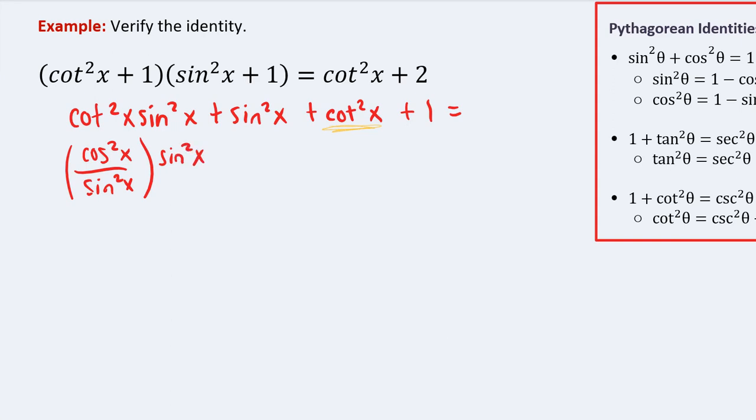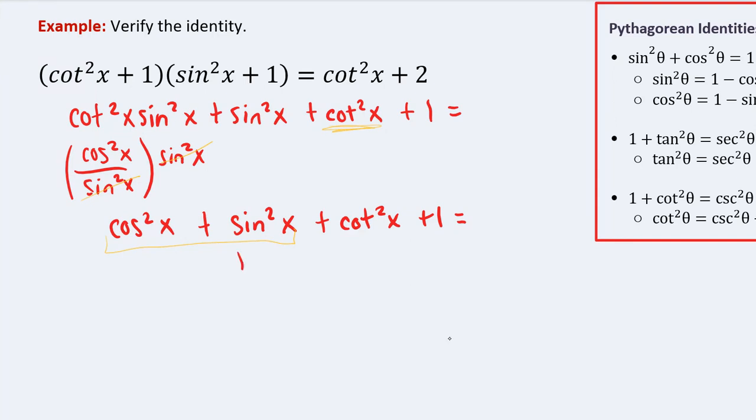And if we do that, notice the signs cancel out. So that means I'm left with cosine squared x plus sine squared x plus cotangent squared x plus 1. And then remember, cosine squared plus sine squared is equal to 1.